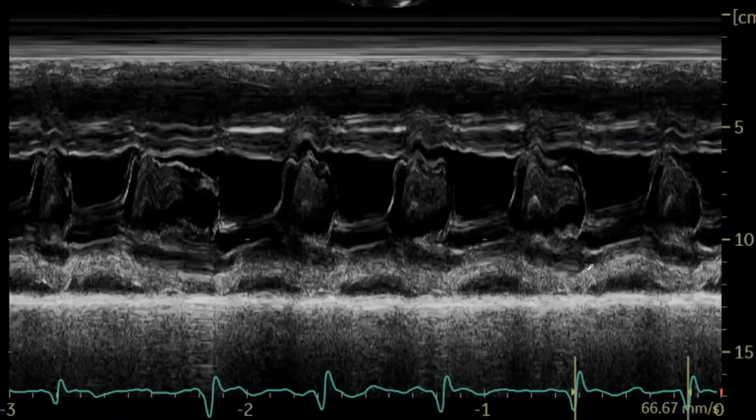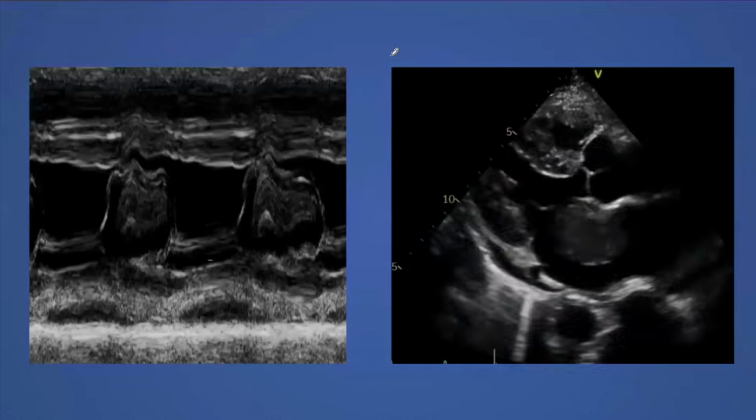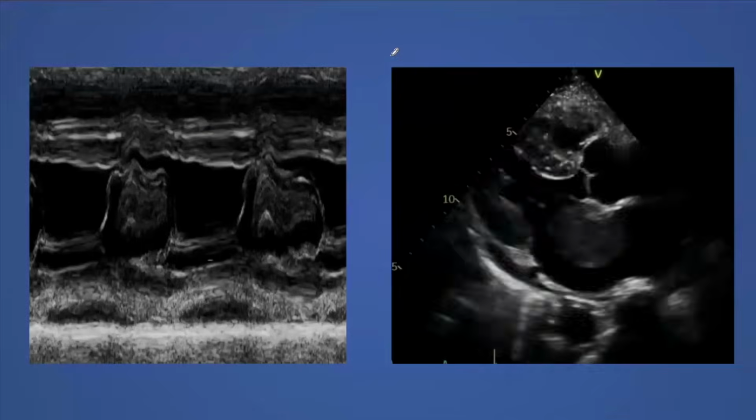So this is a mass. A mass prolapsing in diastole into the left ventricle. So why did I bring this? A left atrial myxoma. It's the left atrial myxoma. You can see the mass here, isn't it? It is this big.